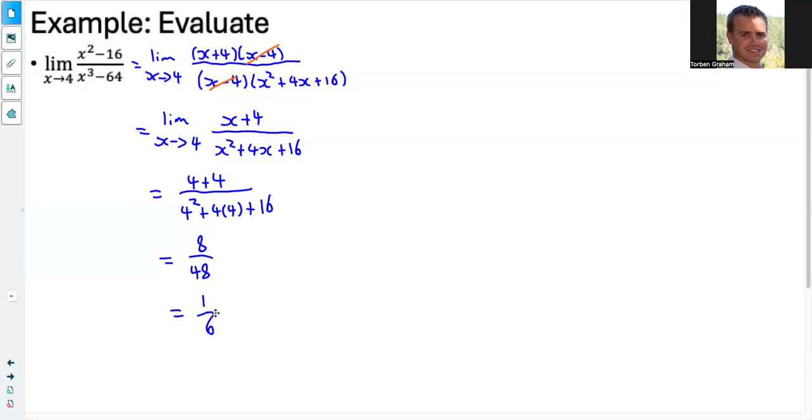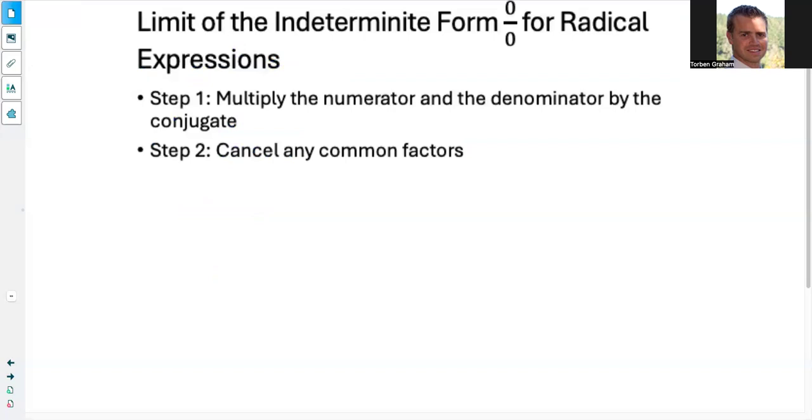Okay, so this is what we do if we have a limit of indeterminate form 0 over 0 for a rational function. We also have a rule for if we have radical functions. So with this, we want to multiply the numerator and denominator by our conjugate. So essentially, we want to create a difference of squares. And then we'll go through and cancel any common factors.